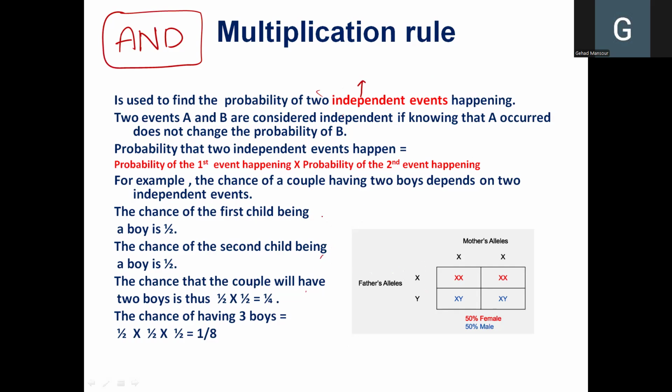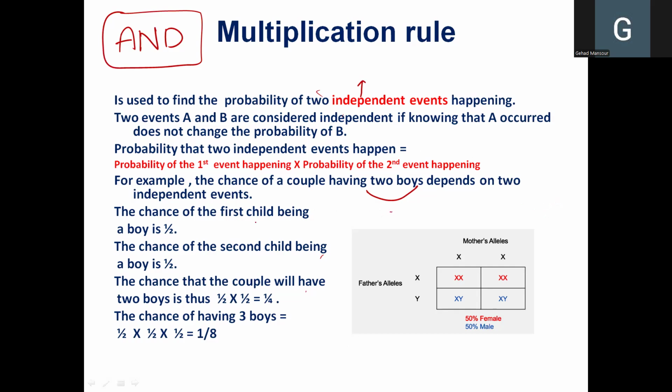For example, in the case of sex determination, the chance of a couple having two boys, the first pregnancy gives one boy, the second pregnancy gives another boy. It depends on two independent events, because when the mother is pregnant with a male fetus in the first pregnancy, this will not affect at all the probability of the sex in the second pregnancy, because there is no relationship between the first process of fertilization and the second process of fertilization. So they are two independent events.